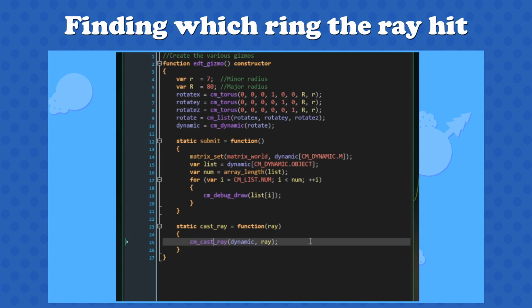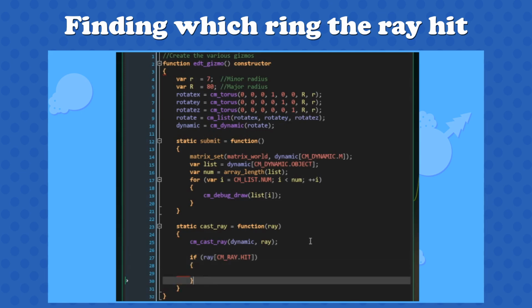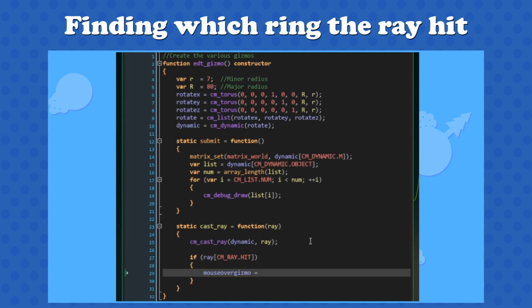Now that the ray has been cast against the dynamic, it should contain info about the objects it hit. When a ray hits a dynamic, it returns both the dynamic itself and the object that was inside the dynamic. They're both added to a CM list, which, as I already mentioned, is an array that also has a couple of values on its own. So, to find the ring the ray hit, I need to skip the CM list's values, and then skip the dynamic itself to get the actual gizmo that was hit by the ray. This means that mouse over gizmo should now contain either rotate X, rotate Y, or rotate Z.